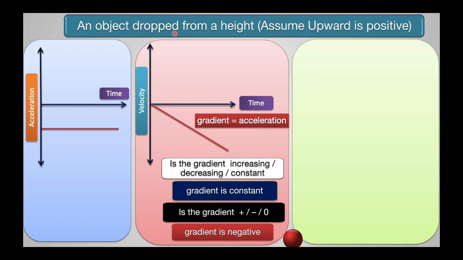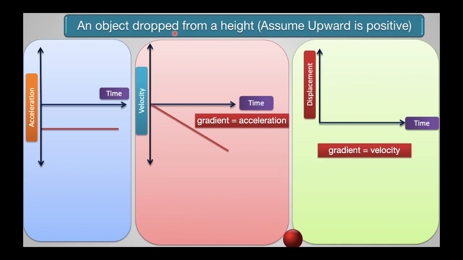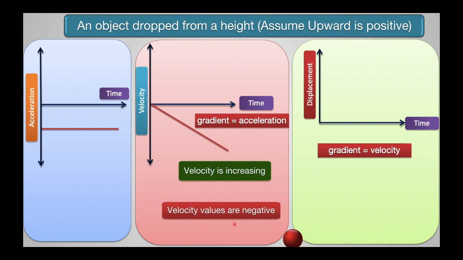Now I'm going to plot the displacement time graph for the same motion. For that, I should know the gradient is velocity. Now what happens to the velocity? The velocity is increasing. This may sometimes be confusing, but in physics, negative just means the other side. It's on the negative side because it's going downward and upward is the positive direction. Velocity values are all negative.